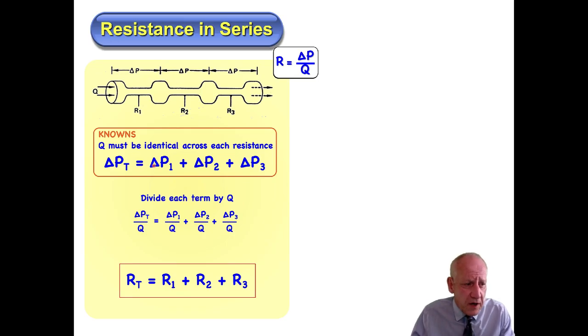And the drop in pressure, the delta P, across the entire tube will be equal to the sum of each change in pressure. Since the flow across each resistance must be the same, we can divide each one of these pressure terms by Q, flow. Since pressure over flow equals resistance, we are left with this equation here. So for resistances in series, the total resistance offered to flow is simply the sum of individual resistances.